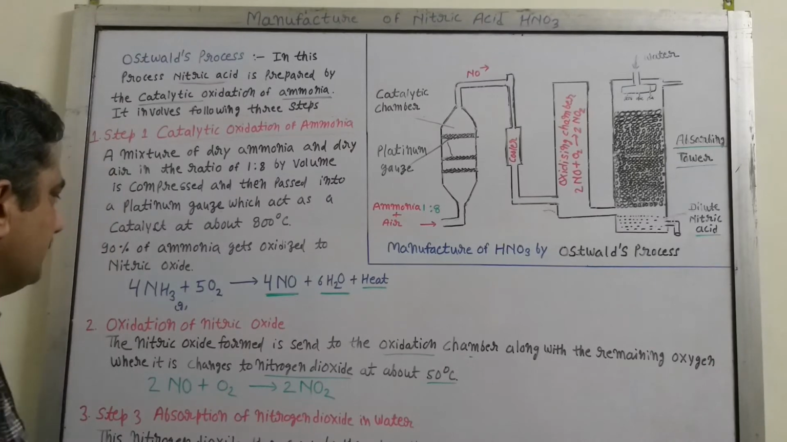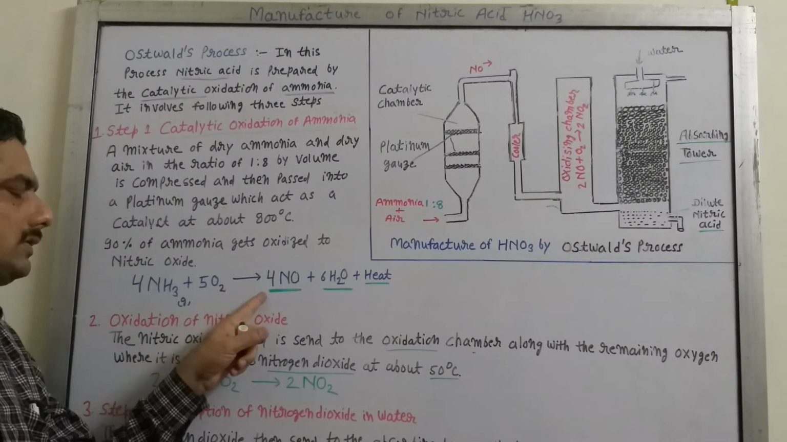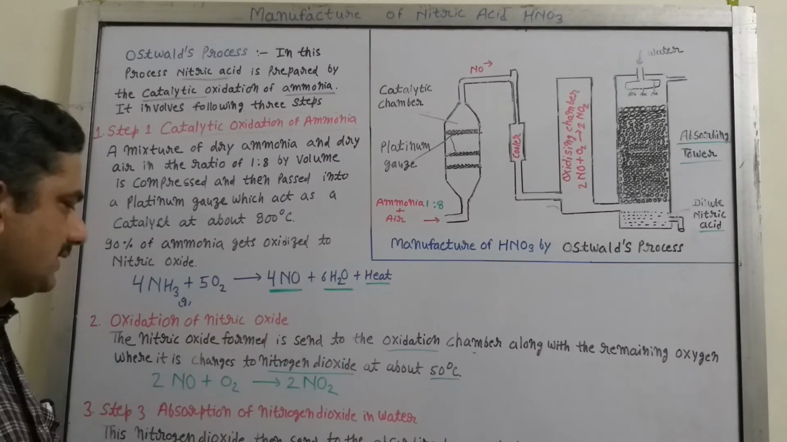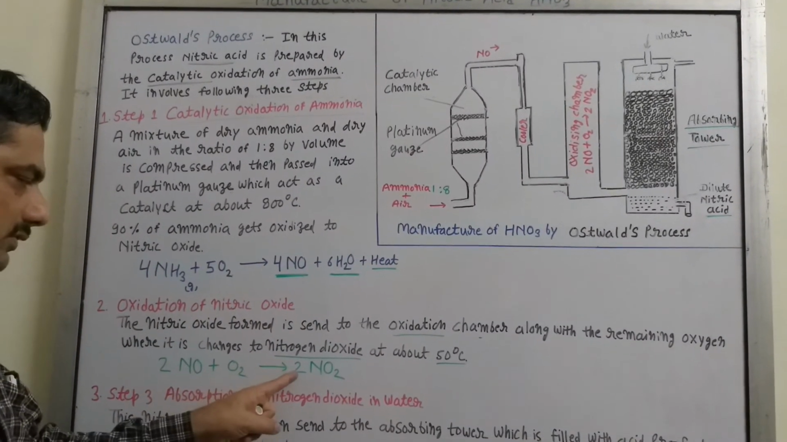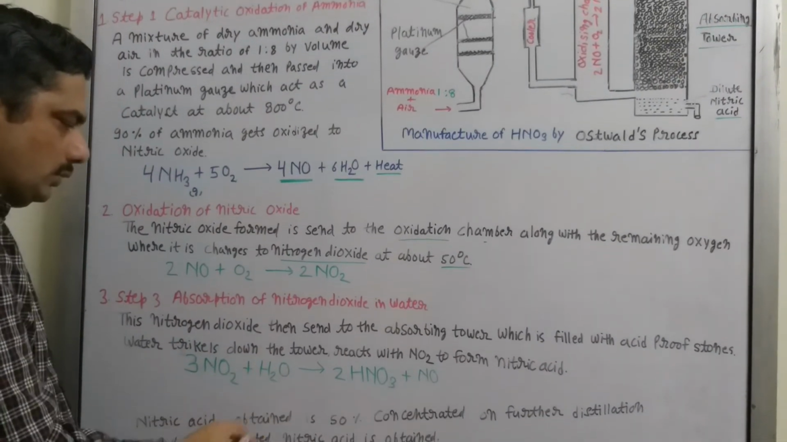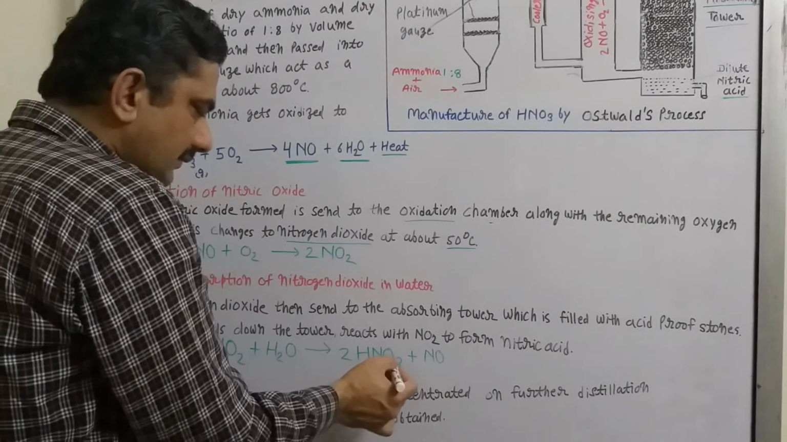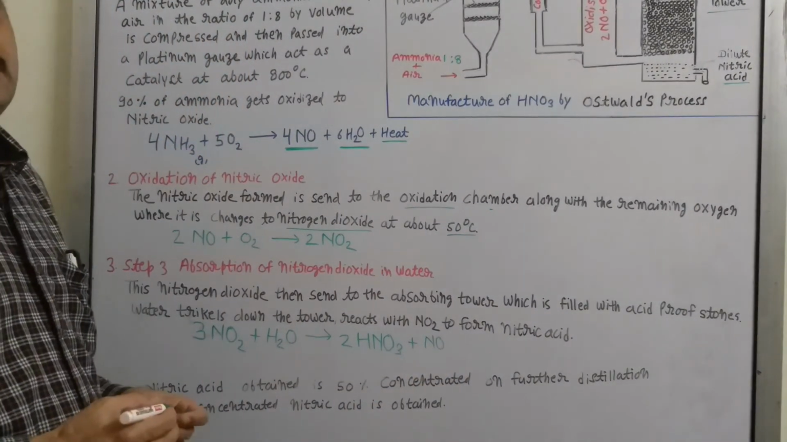The reactions involved are: number 1, 4NH3 plus 5O2 is equal to 4NO plus 6H2O. Number 2, 2NO plus O2 is equal to 2NO2. And last, 3NO2 plus H2O gives rise to 2 molecules of nitric acid plus 1 molecule of nitric oxide.